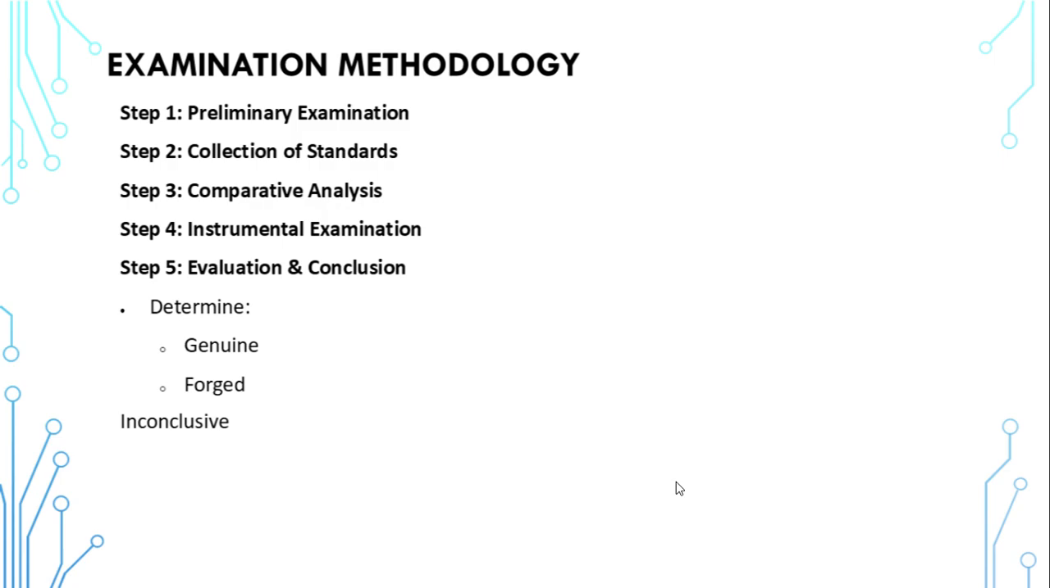I said the first step is preliminary examination. Under this, you use visual inspection, that is, you use your eyes to look at the disputed signature, firstly with unaided eyes. Then later, you take it to a magnification device. When you are looking at it with ordinary eyes, you take note of obvious defects or inconsistencies that you may have in the disputed signature.